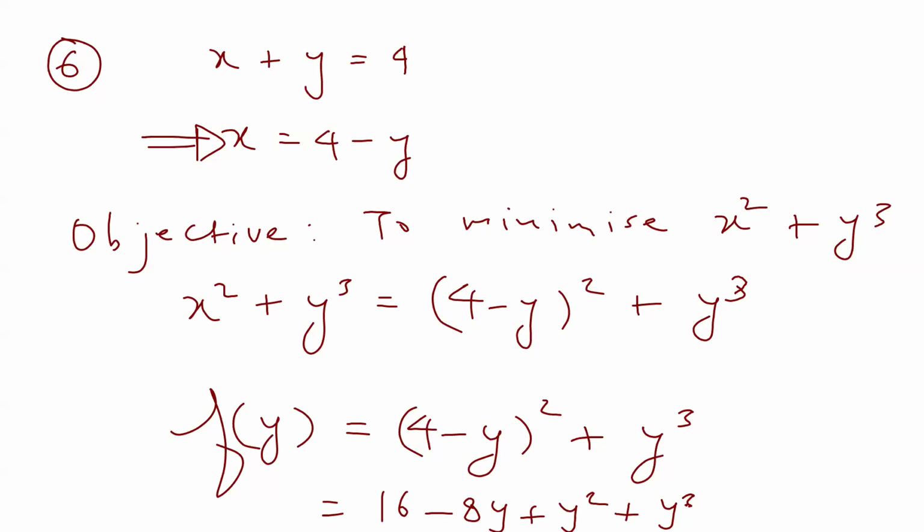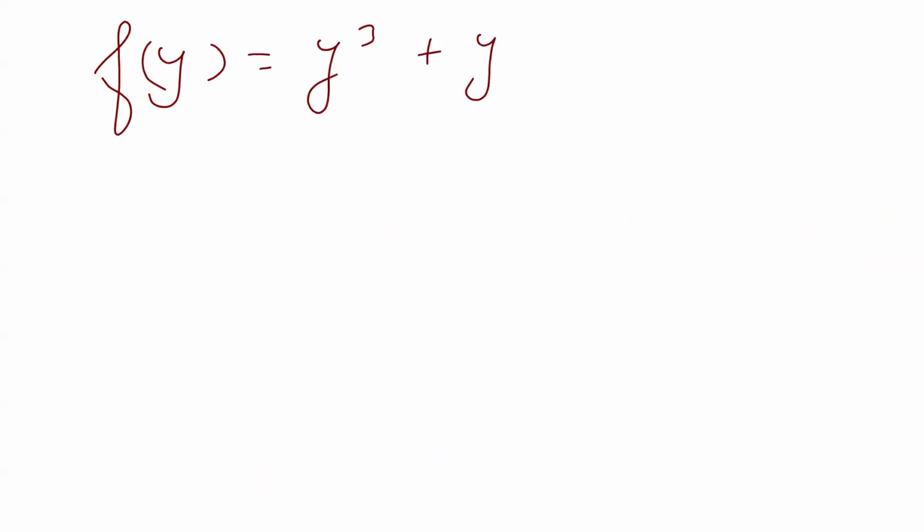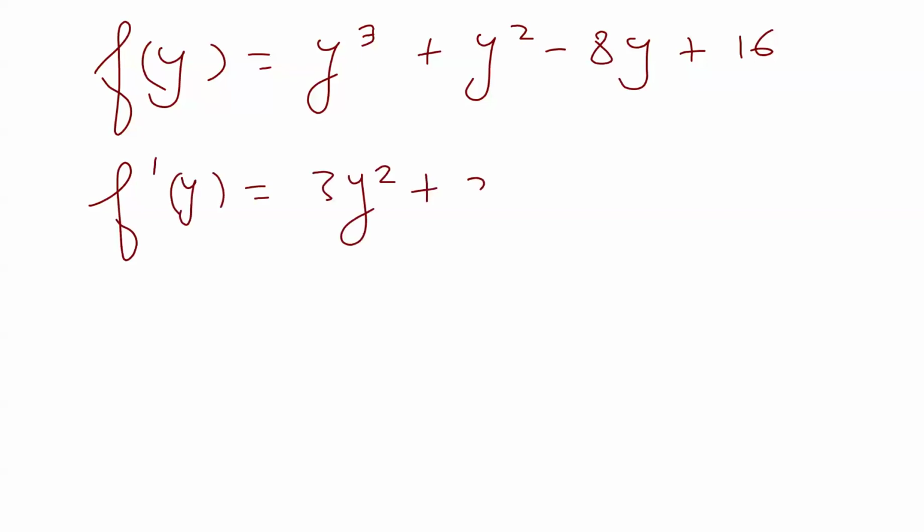So guys, f dash y and f double dash y. I'll just write f of y on the next page very clearly. F of y is y cube plus y square minus 8y plus 16. F dash y is 3y square plus 2y minus 8. F double dash y is 6y plus 2.